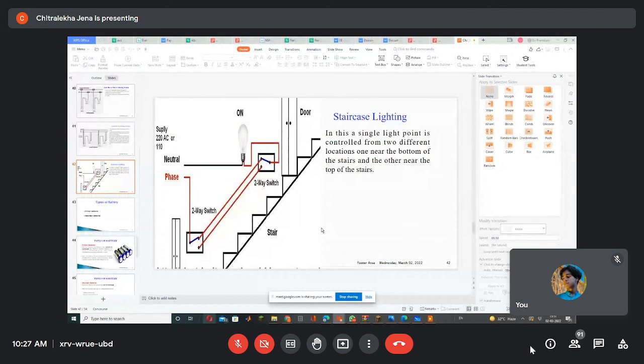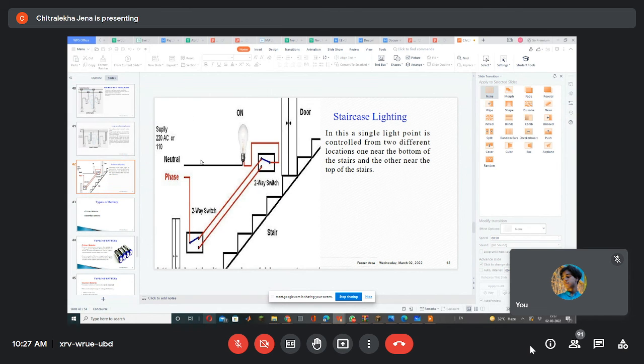Yes or no? Yes, ma'am. Have you ever observed it, or have you ever worked with it, or are you just saying yes, madam? We have it in our home also, ma'am. Yes. So that is a staircase lighting.